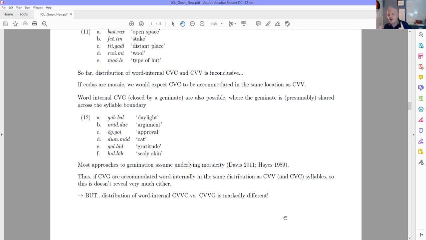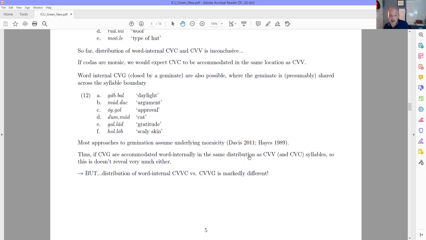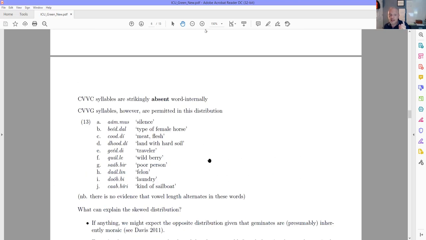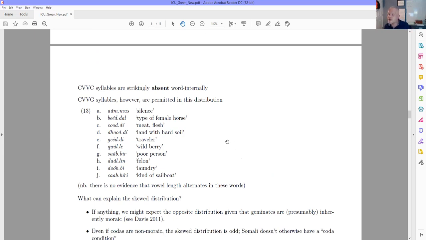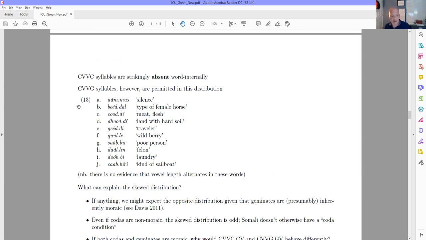But here's where things get really interesting. CVVC and CVV geminate syllables, their word internal distribution is markedly different from one another. And importantly, CVVC syllables are strikingly absent word internally. So that's a surprise. On the other hand, an even bigger surprise is that CVV geminate syllables are permitted in this same distribution. We see here in 13 a bunch of different options.